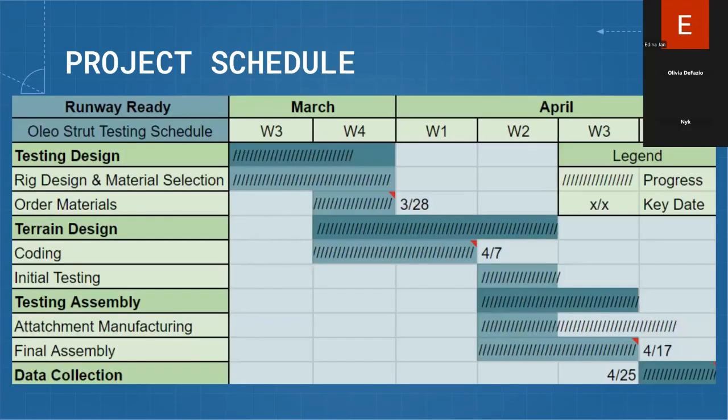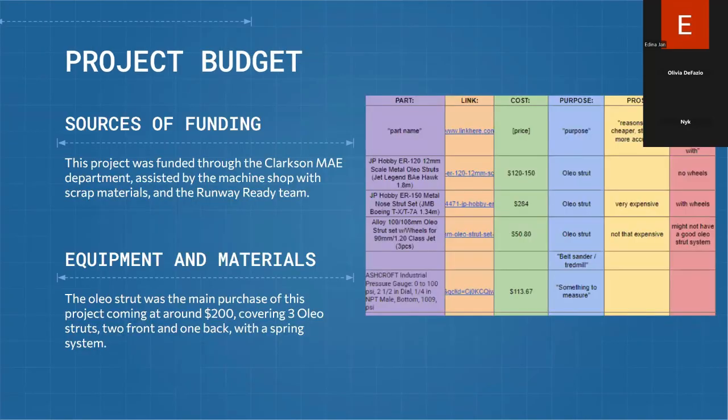Our group mostly stayed on schedule during the semester, with testing occurring about a week late due to the Oleo strut being delayed in shipping. And our budget was solely used for the Oleo strut provided through the ME department. Additional components were bought by the Runway Ready team or supplied through scrap materials from the machine shop.